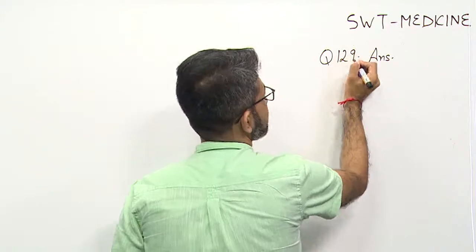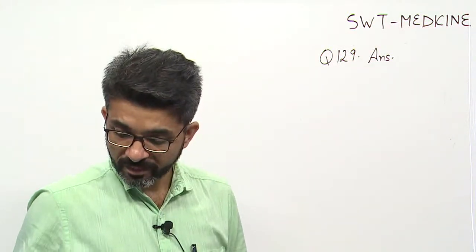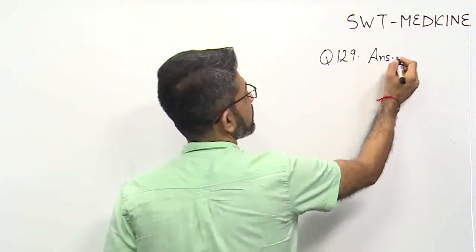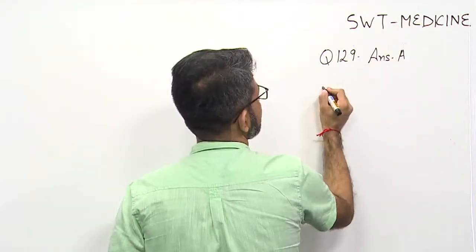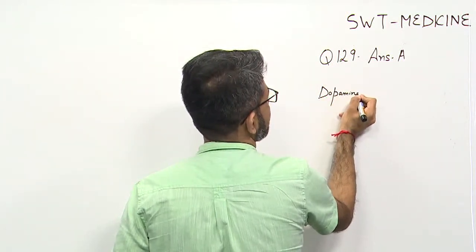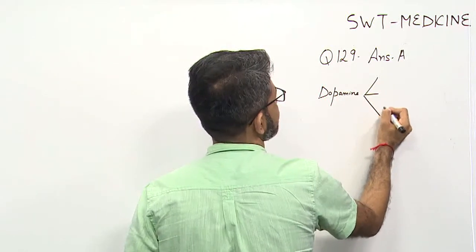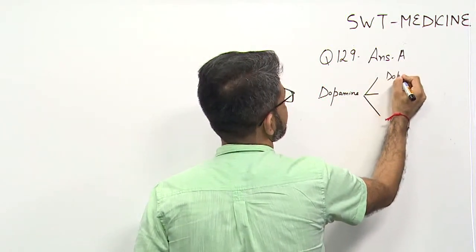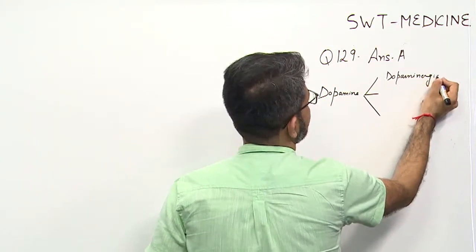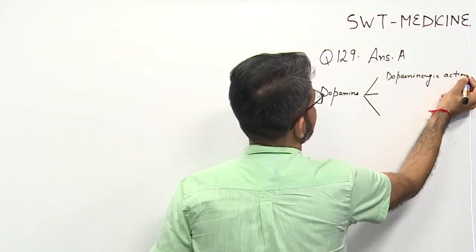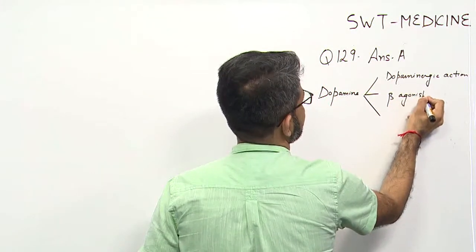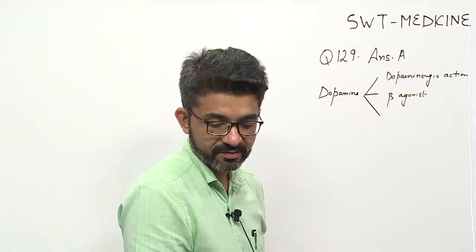Question number 129. Dopaminergic dose of dopamine. See, answer is A. Remember, when you give dopamine in low, medium and high dose, first is dopaminergic action, then beta agonist, and then alpha actions.